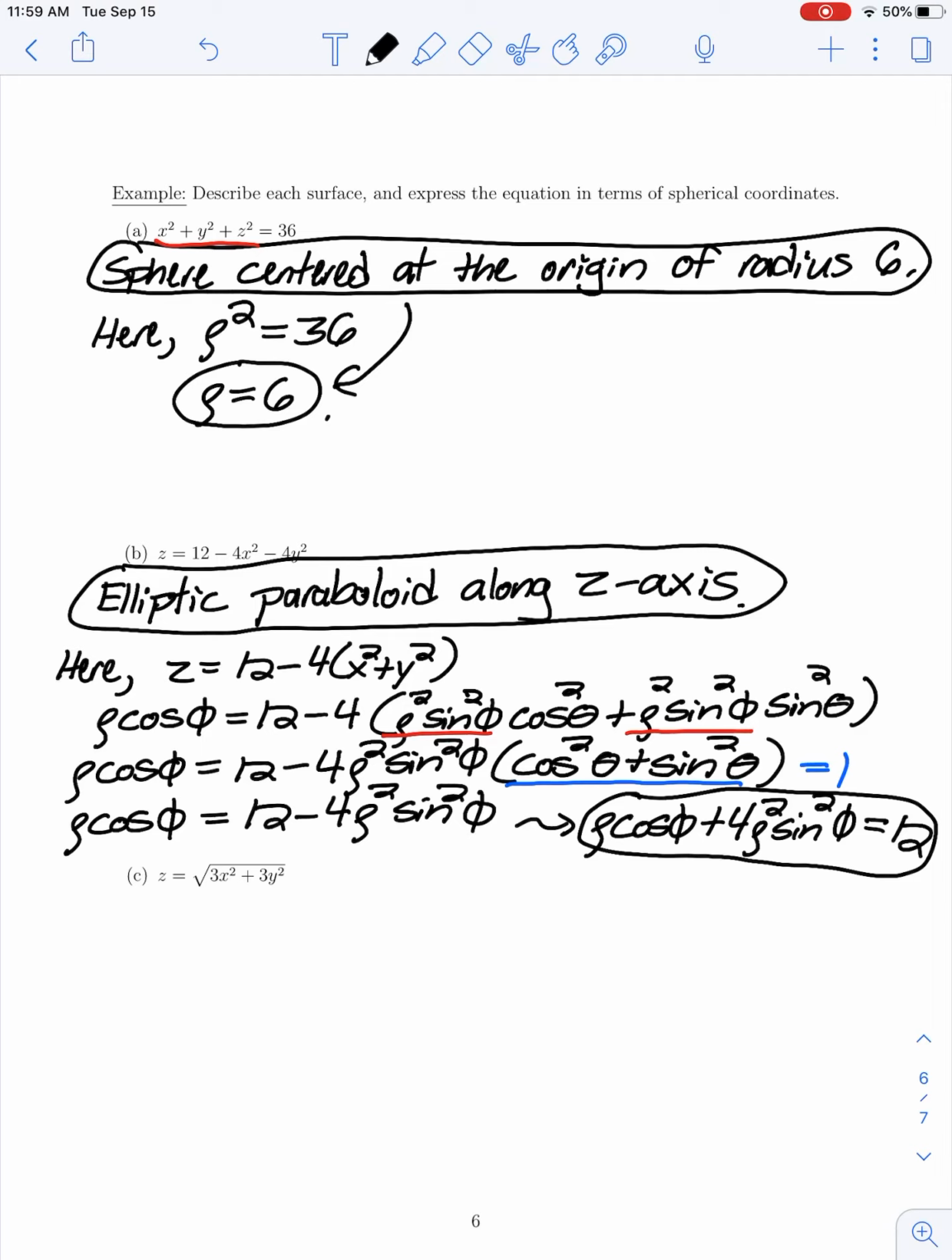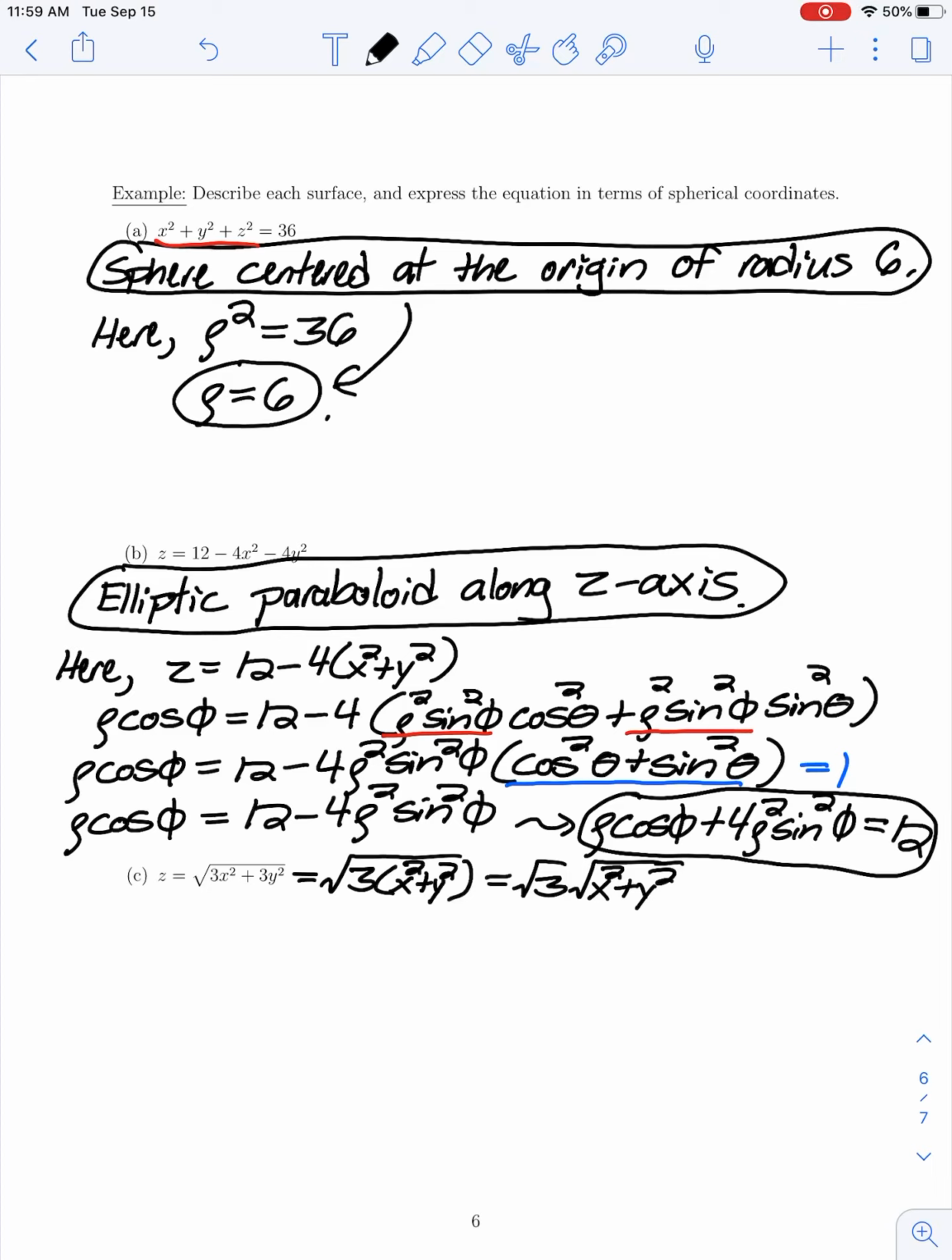Now in our last example, part C, we have z is the square root of 3x squared plus 3y squared. So under that radical, if we factor out a 3, we're left with x squared plus y squared. And taking the square root of each term, we would have root 3 times the square root of x squared plus y squared.